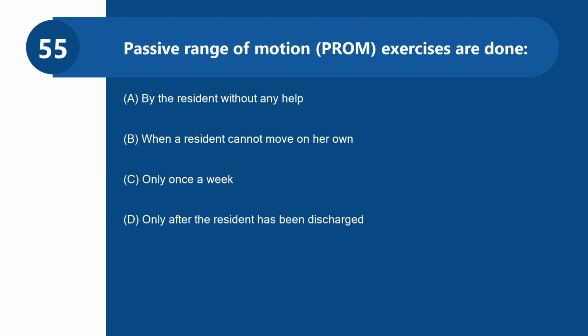Question 55. Passive range of motion (PROM) exercises are done, option A, by the resident without any help. Option B, when a resident cannot move on her own. Option C, only once a week. Option D, only after the resident has been discharged. The correct answer is option B, when a resident cannot move on her own.